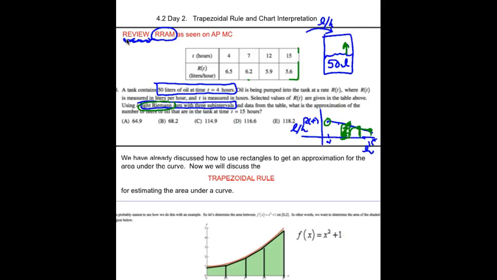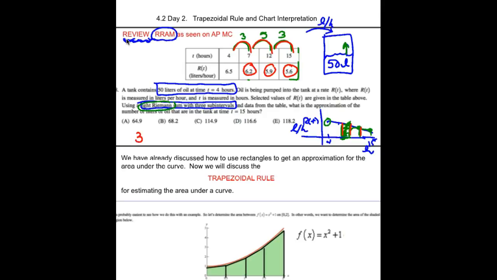Well, the base of every rectangle is the change in hours. So the first rectangle would have a base of 3, the second one would have a base length of 5, and the third one would have a base length of 3 as well. The height of every rectangle is where it hits, but I'm going to stick to the right. So for this one, I'm going to use this right-hand one. For this, I'm going to use the right, and this, I'm going to do the right. And the area of a rectangle is base times height.